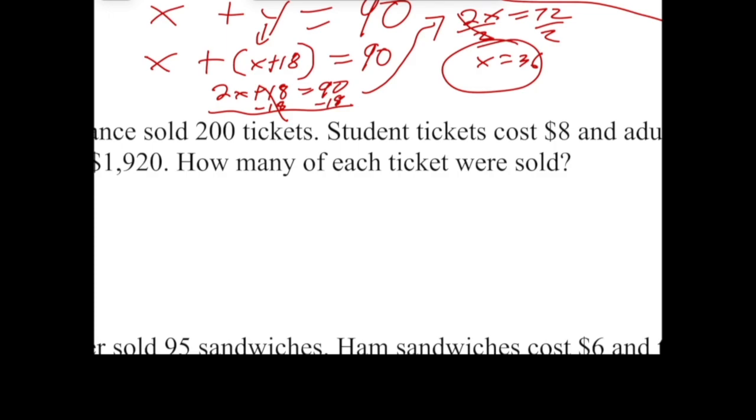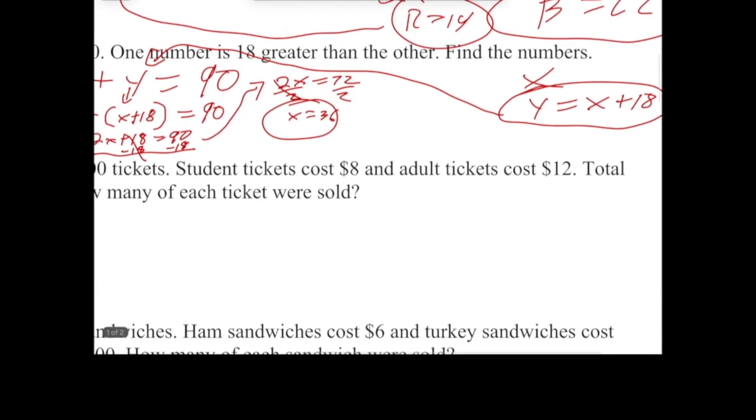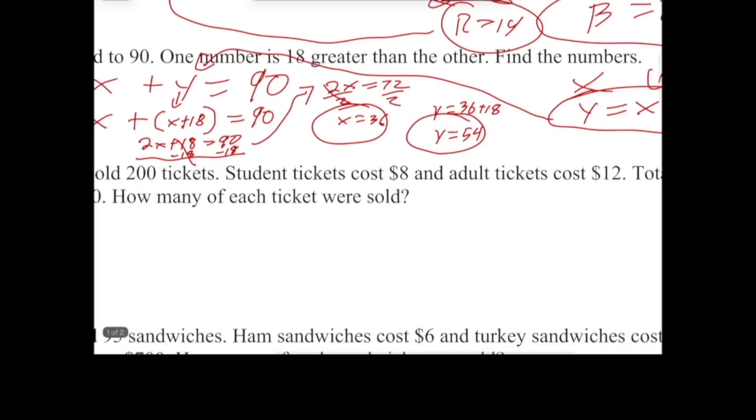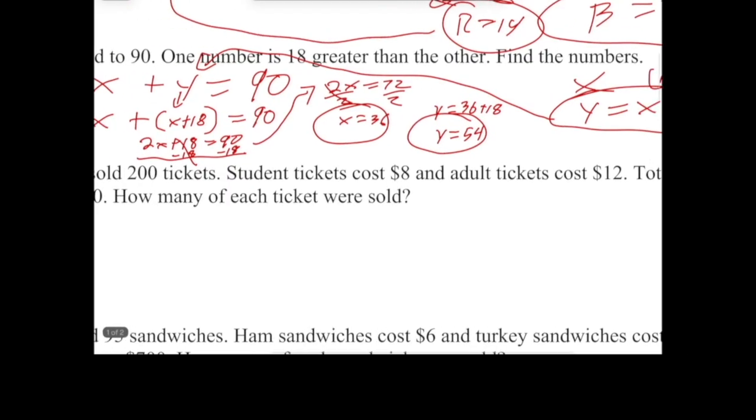And then once I learned about my x, what did I learn? y is going to be x plus 18. See right there? So now I'm going to write y equals, what is x? It's 36 plus 18. And when I do that, I'm going to get y equals 54. All right. Now, does that add up to 90? Yeah, they do. I found it.